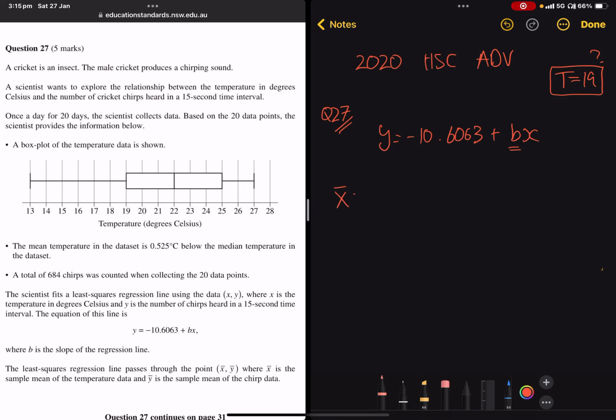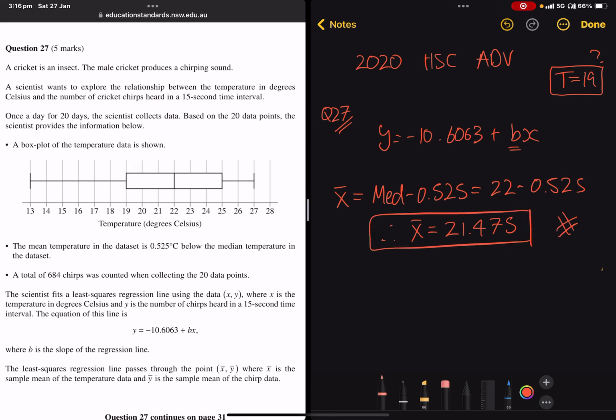So to find the x bar, the second dot point in the middle says the mean temperature in the data set is 0.525 degrees Celsius below the median temperature. The median temperature we can read off the box and whisker plot. So the median temperature, we're going to be subtracting 0.525. Well, the median temperature is 22 because that's the center of the box and whisker. Minus 0.525. This tells us that x bar, the mean of the temperature data, is going to be 21.475. So this is our first important piece of information.